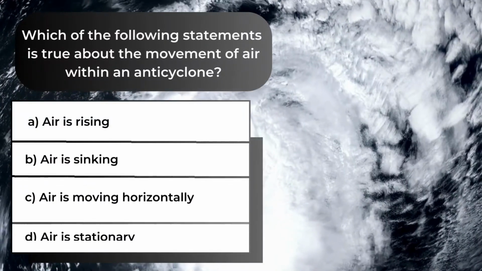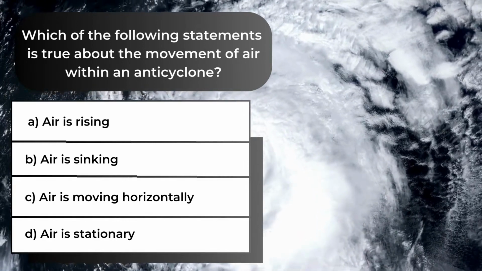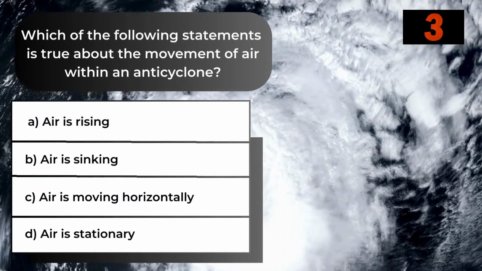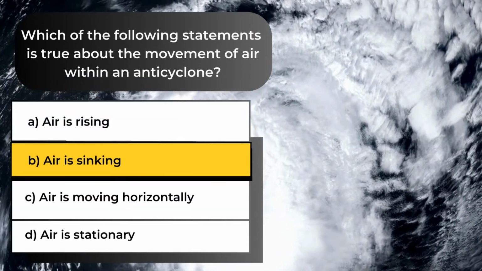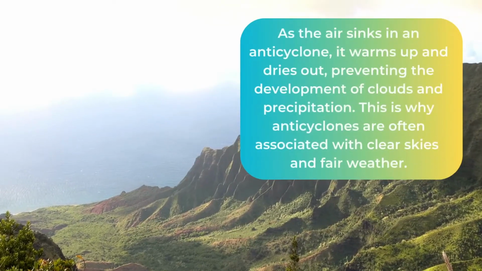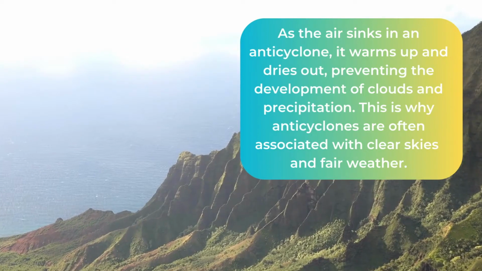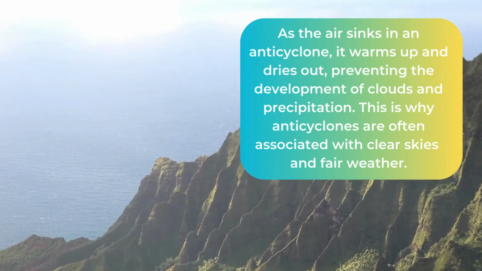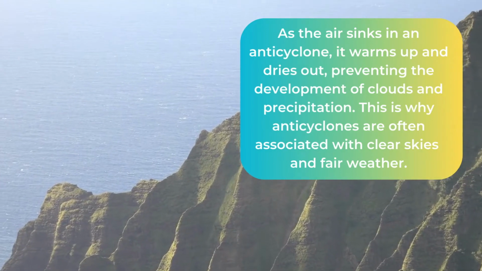Which of the following statements is true about the movement of air within an anticyclone? The answer is B. Air is sinking. As the air sinks in an anticyclone, it warms up and dries out, preventing the development of clouds and precipitation. This is why anticyclones are often associated with clear skies and fair weather.